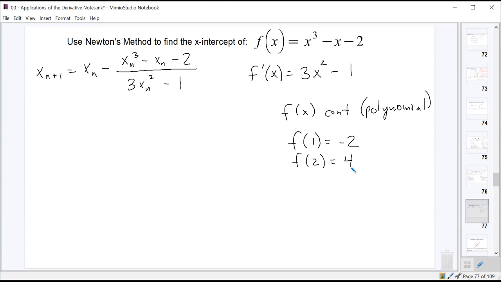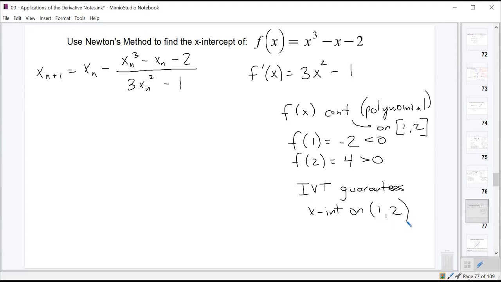So it looks like our sign change occurs between 1 and 2. So our function is continuous for all real numbers, particularly on 1 to 2. And that tells us, since we have a sign change here, f of 1 is negative and f of 2 is positive, we must have an x-intercept by the IVT. It guarantees an x-intercept on the open interval 1 to 2. So seems like a good first guess, once again here, would just be x naught is equal to something between 1 and 2. We'll go with 1.5.